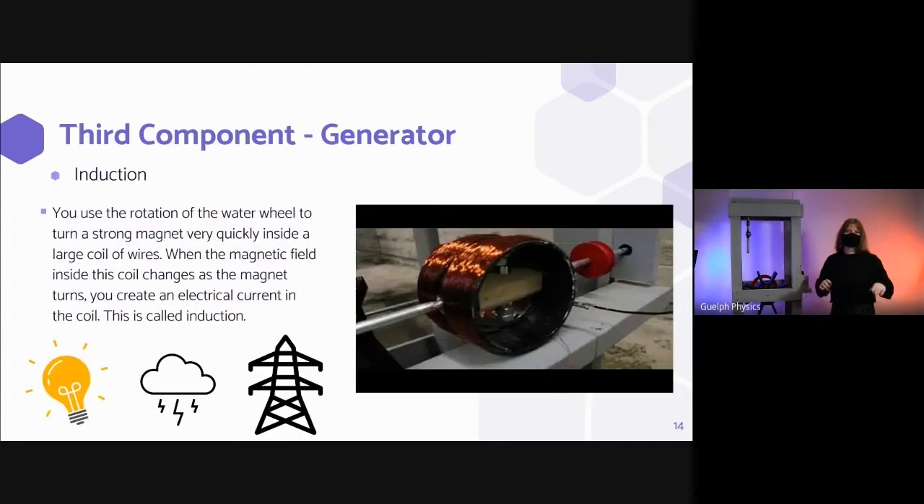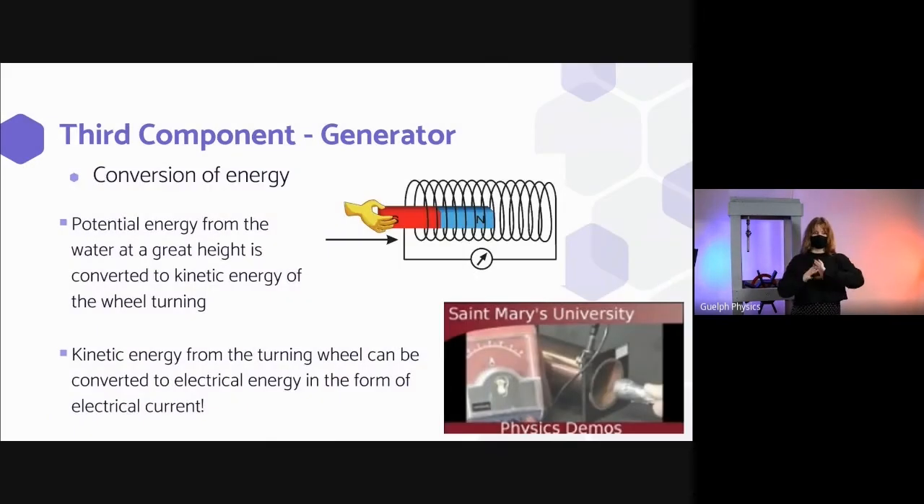All right, so the next component of our system is the generator, and this is composed of a magnet on a rotational axis surrounded by copper wire. Now, this magnet is on the same axis of rotation as the smaller wheel Quaid was just talking about. So as this smaller wheel turns, it turns the magnet, which then creates a magnetic field which acts on the wire and produces an electrical current through the wire. And this is called induction. And we have a video to show you exactly what's happening here.